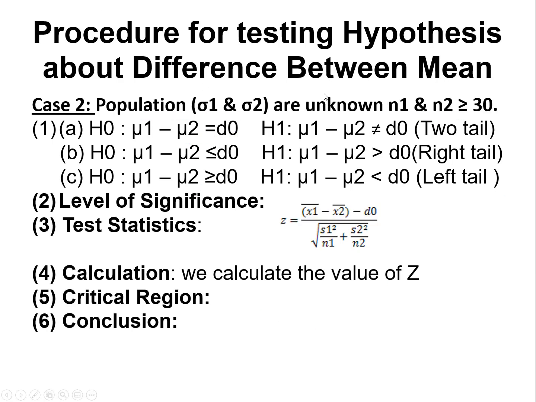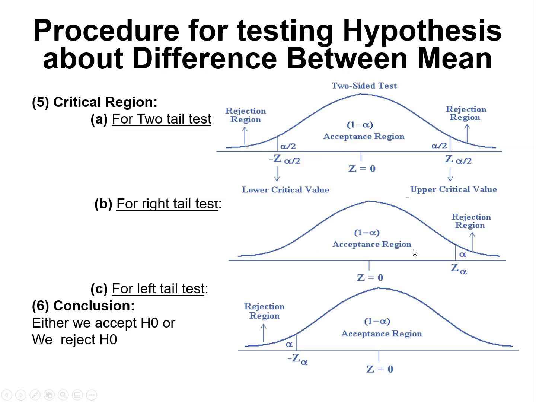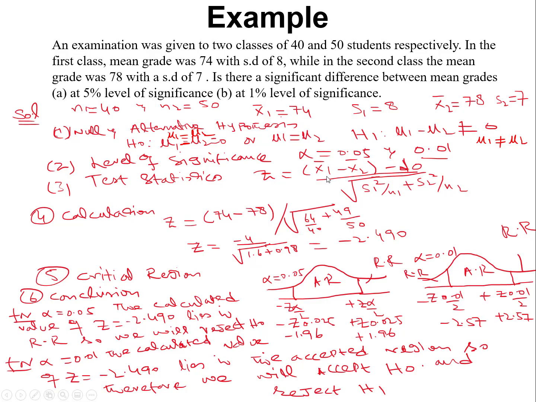If the population standard deviations are unknown, and your sample size is large, because in this question sample size one is 40 and the other is 50, so definitely we need to use this formula, as the population standard deviation is also unknown. So I am using x1 bar minus x2 bar minus d naught, divided by s1 square by n1 plus s2 square by n2. We have already extracted the data from the given example. So x1 bar is 74, x2 bar is 78, minus d naught.